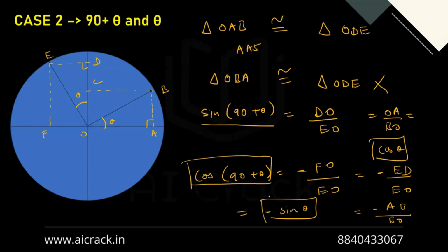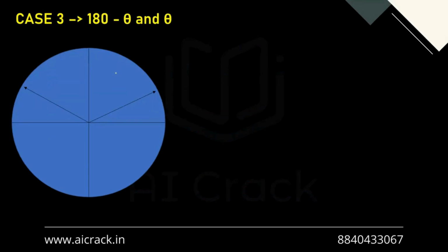So here's a little difference as compared to the previous one. In previous case, we have got cos of 90 minus theta as sine theta, but over here we have got cos of 90 plus theta as minus sine theta, although we have got sine of 90 plus theta as cos theta, right? Now let's move forward with the third case, that is 180 minus theta and theta.